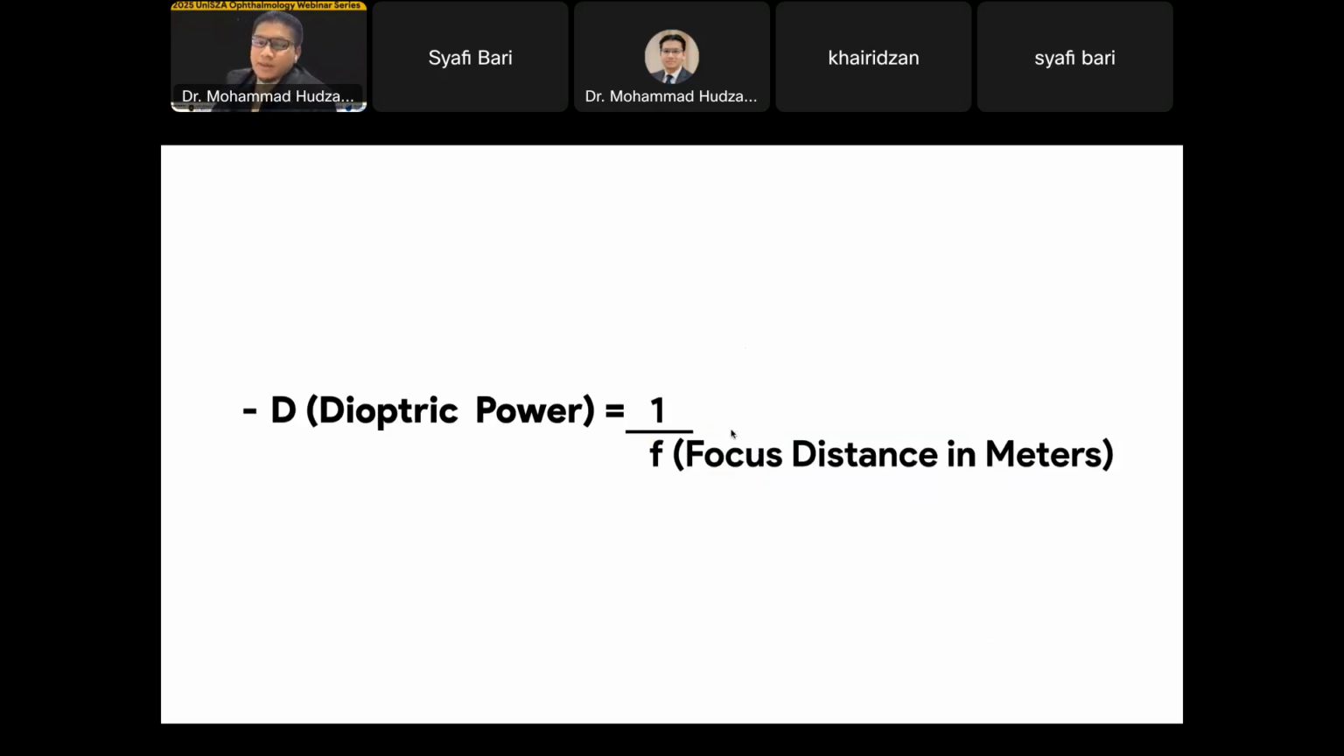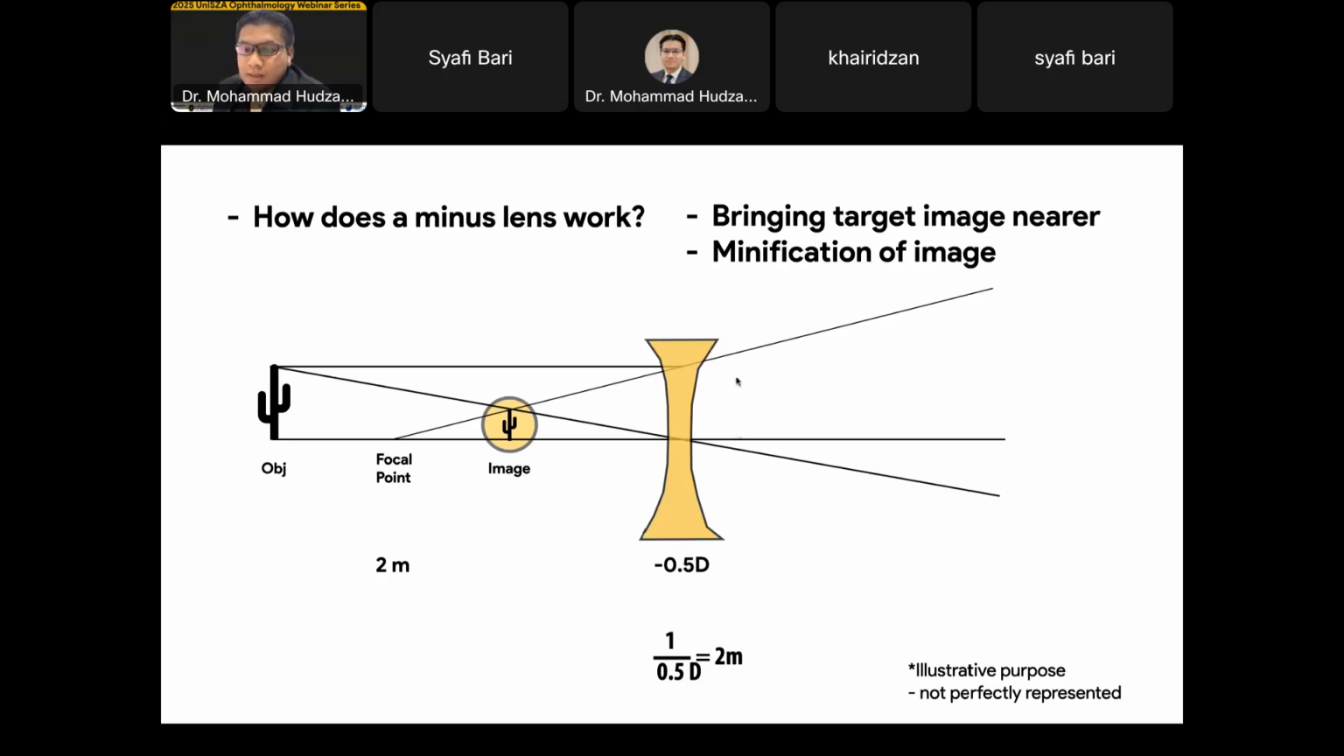How? Back to the basics. Diopter is equal to 1 over focus distance in meters. That's the key formula that we have to understand. If we look here, this is the basic refraction that we always study during our first year. So minus lens is basically causing the image to be nearer to you. It brings the image nearer, and it is called minification.